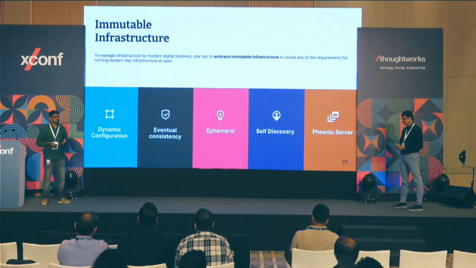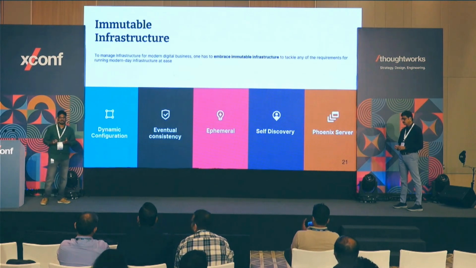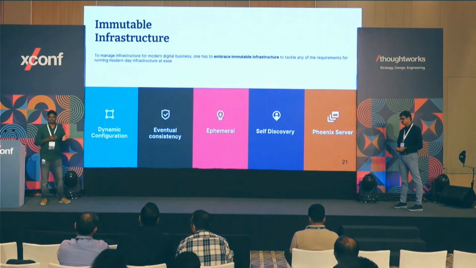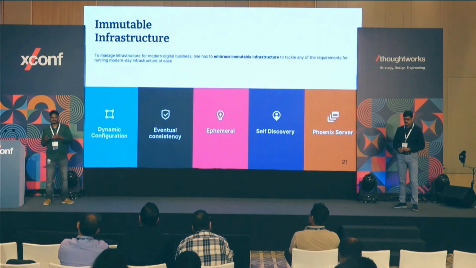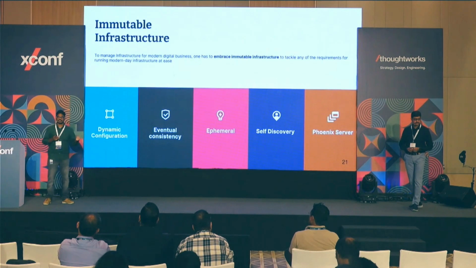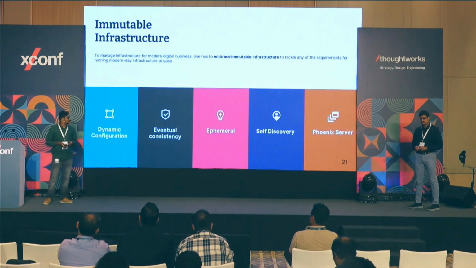And ephemeral. So if I have to roll out a new version of my application, what do I do? I change my Chef or Ansible code, I'll use the latest version, I'll run the same pipeline. It will create a new server image, and I'll create new servers from that image, and I'll be decommissioning the older servers, right?